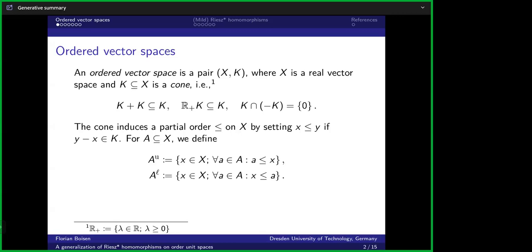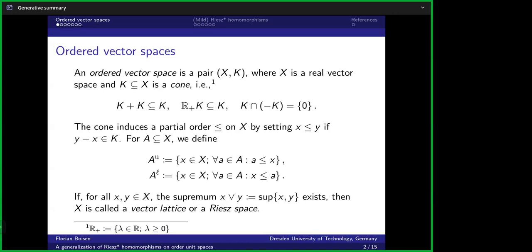Then there are some notions that we are going to need and some notation. The first one is we need to look at the set of upper and lower bounds. Whenever we have a set A, then I denote by A^U, superscript U, the set of all upper bounds of the set A, and by A^L, I denote the set of all lower bounds.